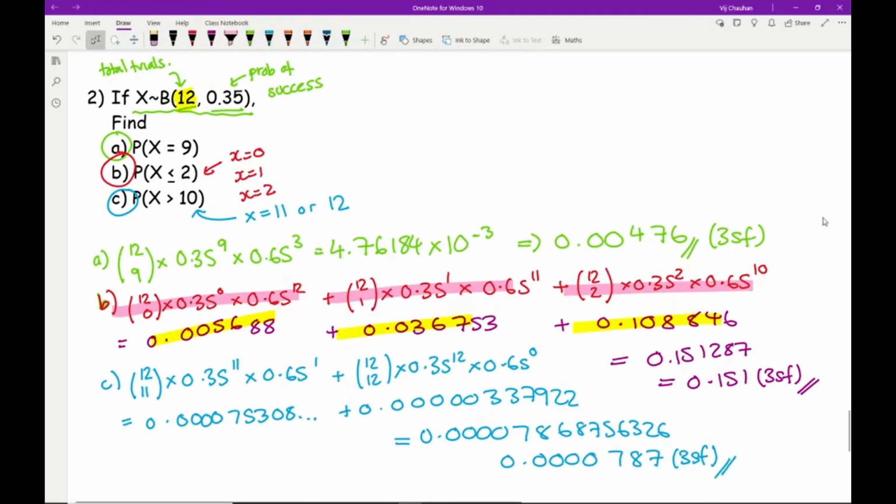Now, to practice these particular questions, there will be a worksheet attached in the description below, and in the next video I'll be showing you how to use the binomial distribution function on the menu screen of the Casio FX991EX calculator to make your life a heck of a lot easier when dealing with binomial distribution questions.